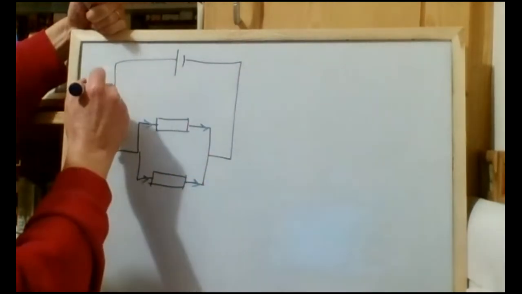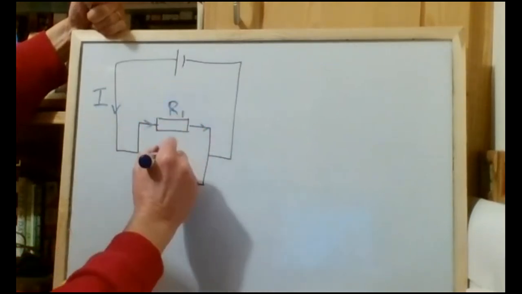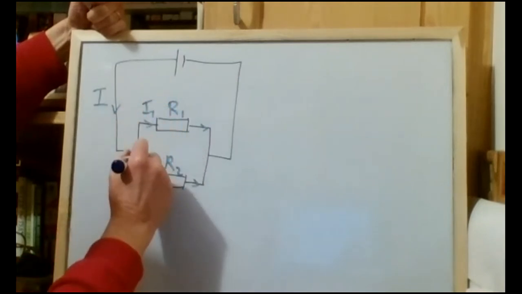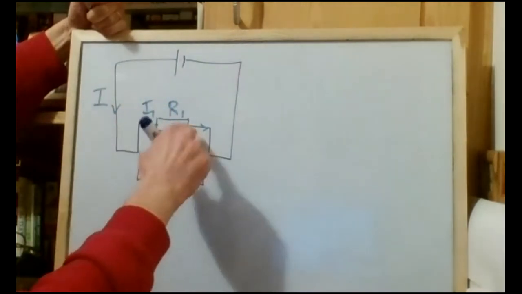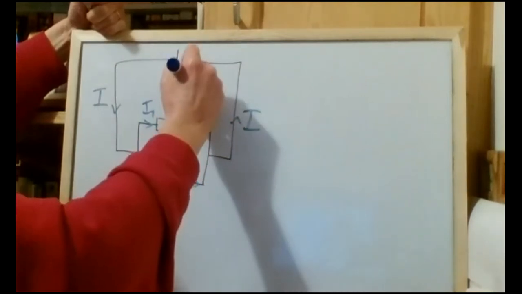Okay, so you have the full current here, and then we'll call that R1 and R2. So this becomes I1 and I2. And that's I1 and I2, and then it comes back to being the current here. This is still VS.